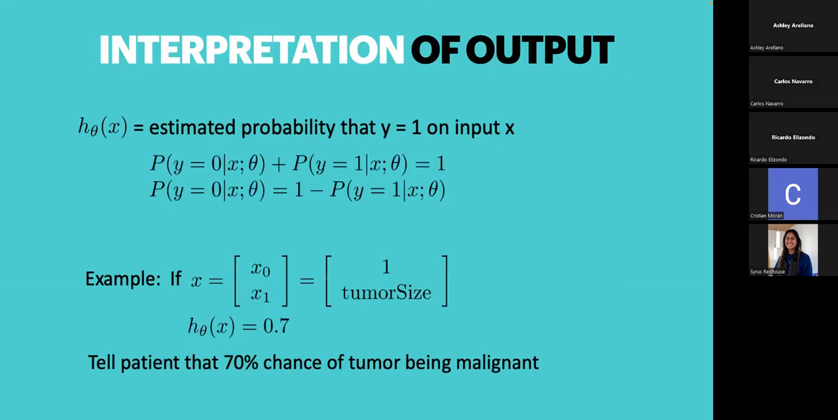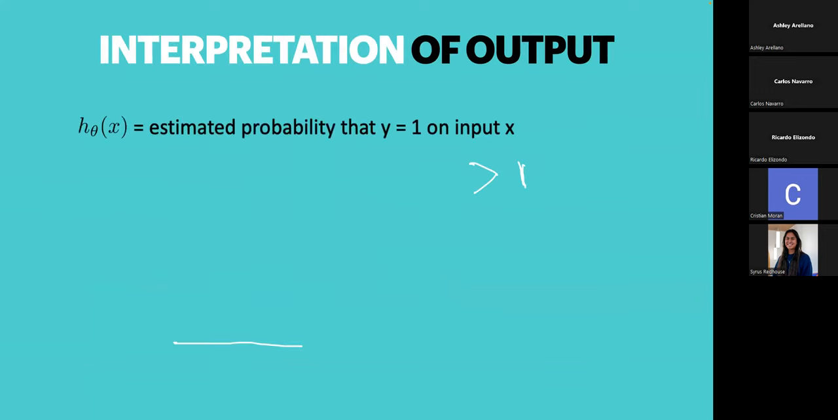Our logistic regression will actually give us a probability. So the output of the logistic regression is the probability of y equal to 1, and the probability of y equal to 0 will be 1 minus that. So basically, the sum of them will be 1. Let's say, given a particular data sample, my model output is 0.7. Then we say, okay, there is a 70% chance the tumor is malignant. And this is actually all the model tells us.